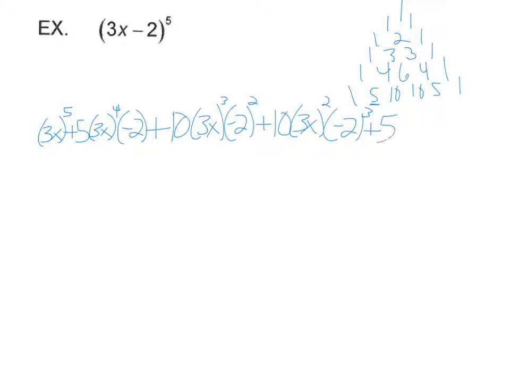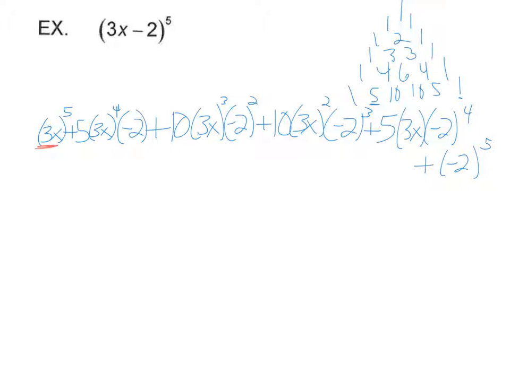Plus, from the triangle, a 5. 3x goes down a power, negative 2 goes up a power. And finally, we end with a coefficient of 1, which we don't need to write. The 3x is gone, and now negative 2 is to the highest power, to the 5th. Now you'll multiply everything that's in between the plus signs.